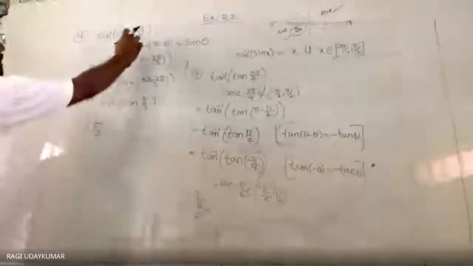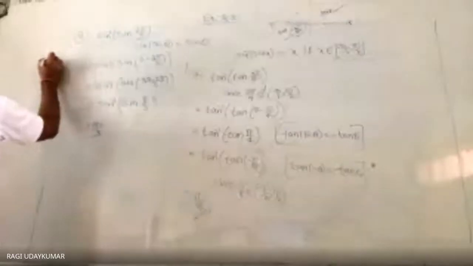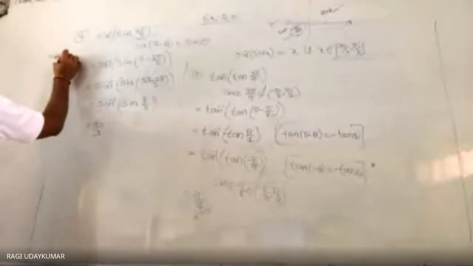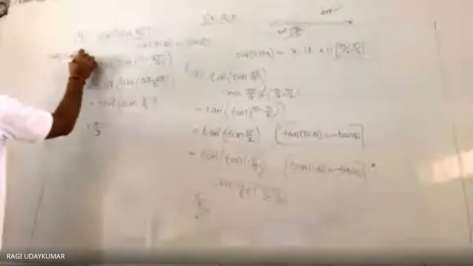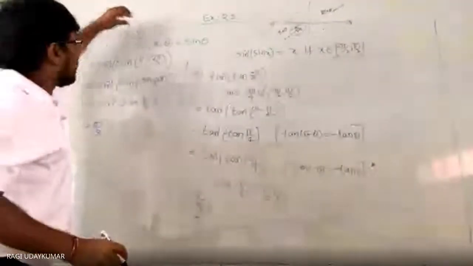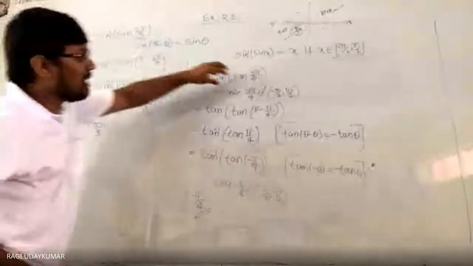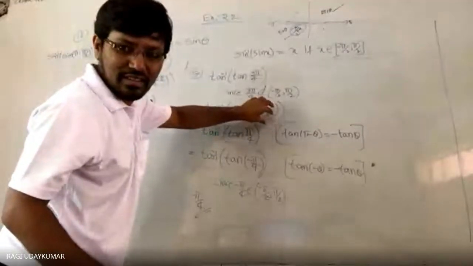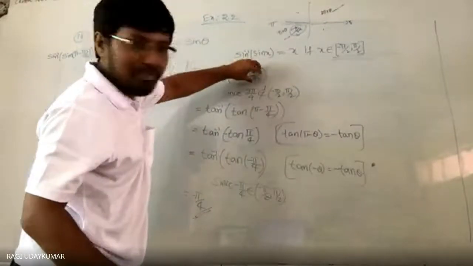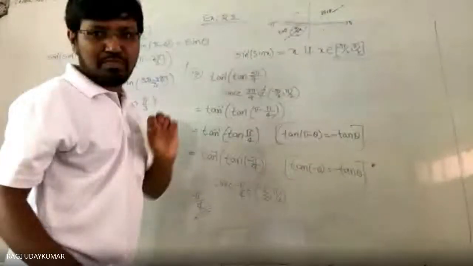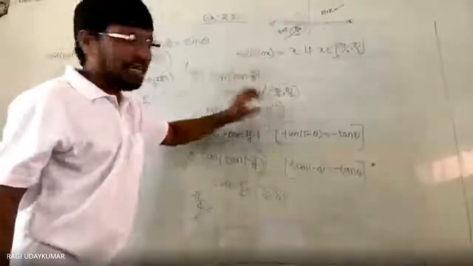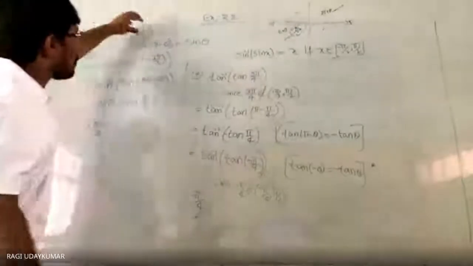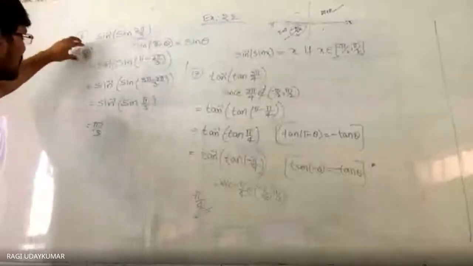Yes, sir. See here, the same problem I am giving to you with a little change. Here, 2 pi by 3, I will first write as sin inverse of sin of pi minus pi by 3. I have written it in another form. Now look, 3 pi by 4 I have written as pi minus pi by 4. Here 2 pi by 3 I have written as pi minus pi by 3.